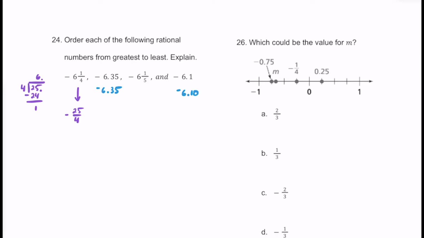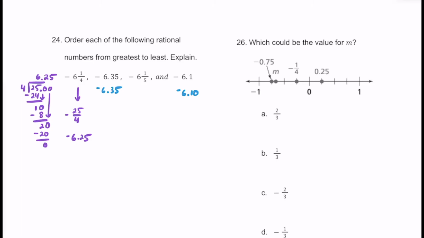We can add a decimal and a 0 here and bring this down. 4 into 10 is 2 times. 2 times 4 is 8. 10 minus 8 is 2. We can add another 0 and then bring that down. 4 into 20 is 5 times. 5 times 4 is 20. The remainder here is going to be 0. So this is going to be negative 6 and 25 hundredths, or negative 6.25.